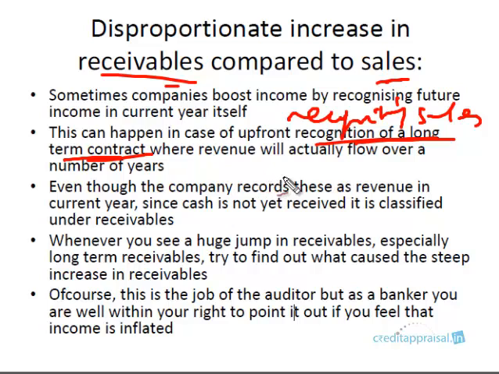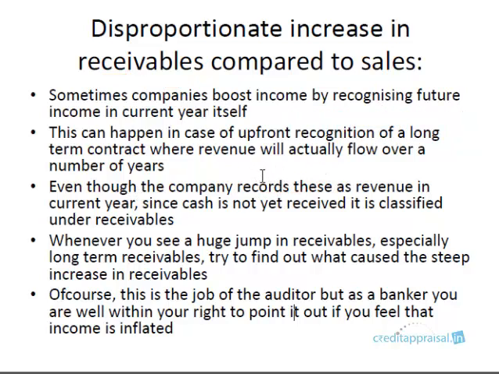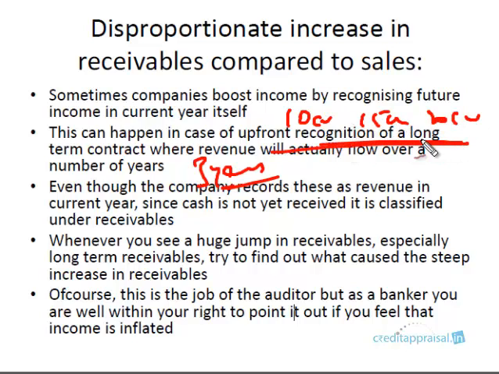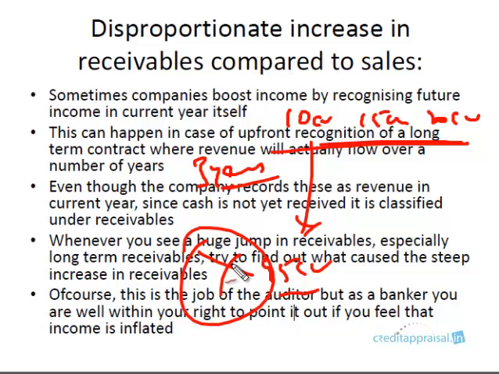Sometimes in long-term contracts, revenue will flow over a number of years. For example, if this is a contract for 3 years, I will get a turnover from this client of 10 crores, 15 crores, and 20 crores for the next 3 years. This is a long-term contract. Now, what I will do in my balance sheet and P&L for this year itself is record this entire 45 crores. You can't do that.